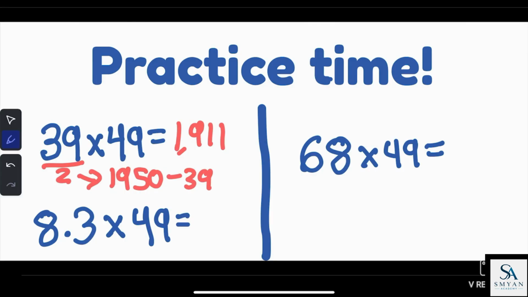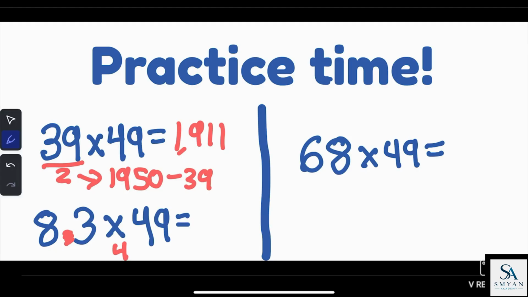Same method, we're going to divide 8.3 by 2. So 8.3 divided by 2, let's see. So we know that 41 times 2 is 82, right? So that means that 8.3 divided by 2 is going to be 4.15. But in this case, we aren't going to take it like 8.3. What we're going to do is we're going to ignore this decimal for now, okay? And we're going to think it's 83 times 49.